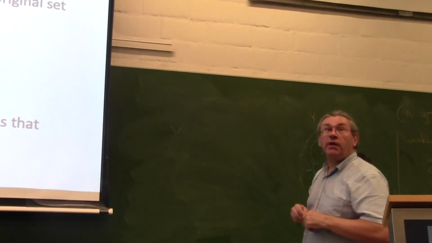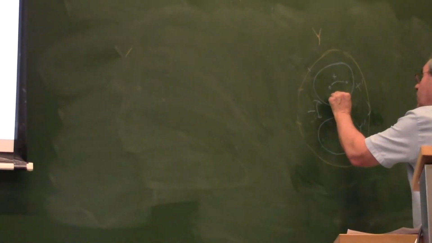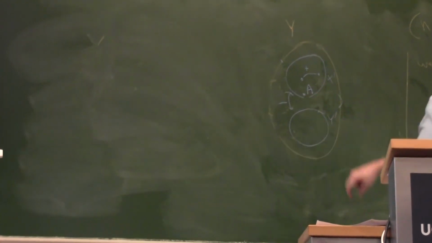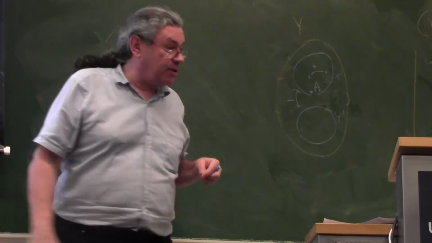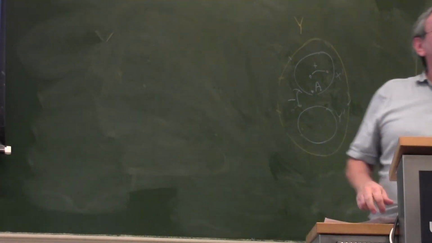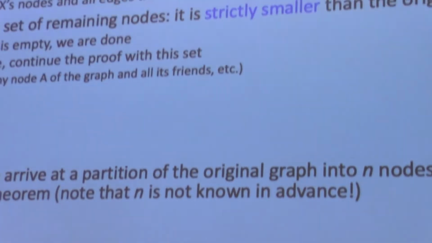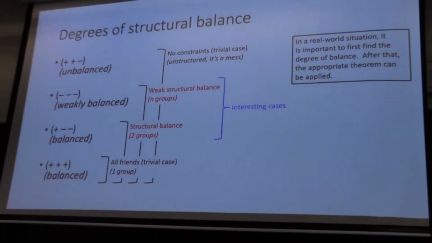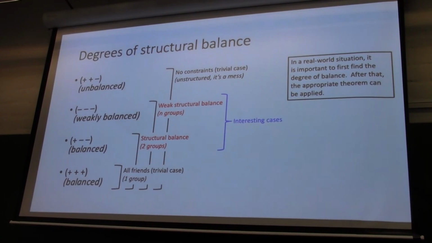And eventually we'll end up with an empty set because we're always going to be removing at least one node, so it's always strictly less. And so ultimately we arrive to partition the graph into n nodes, and that's it. And that's the proof. It's interesting, right? You see how the recursion is working? And this is a summary of the whole thing. So let me summarize everything now.